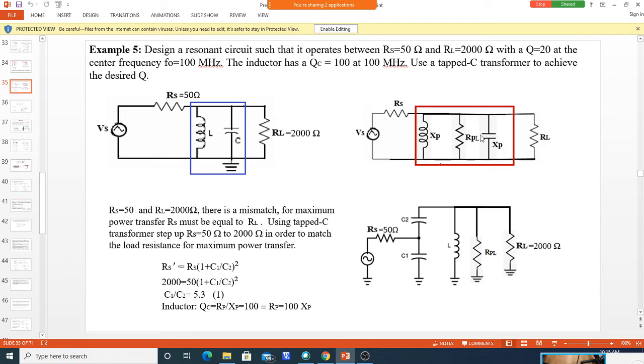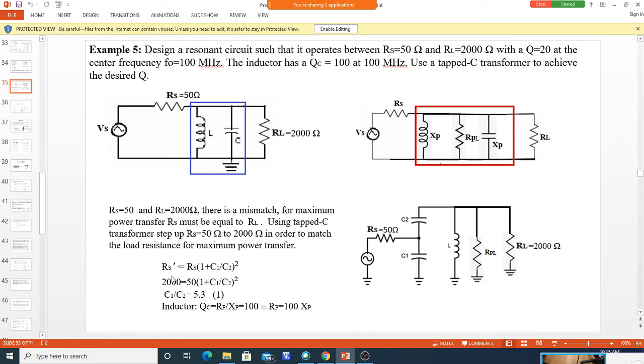Because this capacitor we have to split into two, that is C2 and C1. So this is the circuit, C2 and C1 as this capacitor, and this one we leave as it is, and this RL is there as it is. This is our circuit now.